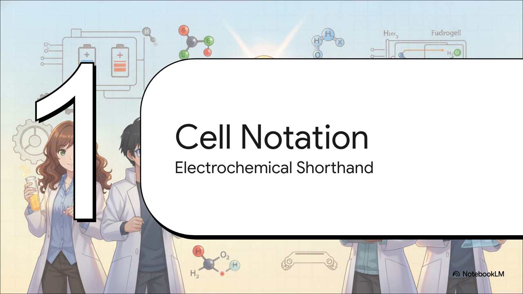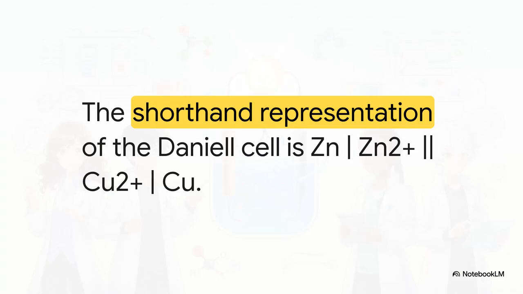Section 4. Cracking cell notation. Because constantly sketching out beakers, wires, and salt bridges gets old fast, chemists came up with a highly specific shorthand to express these cells. Just look at this short sequence. This single line perfectly represents the entire Daniell cell we were looking at earlier. We can see the elements involved, their ionic states, even the 1 molar concentration of their aqueous solutions enclosed in those parentheses. But how exactly are we supposed to read this?